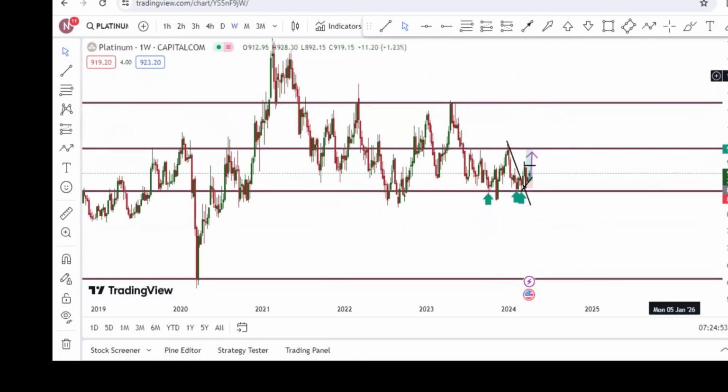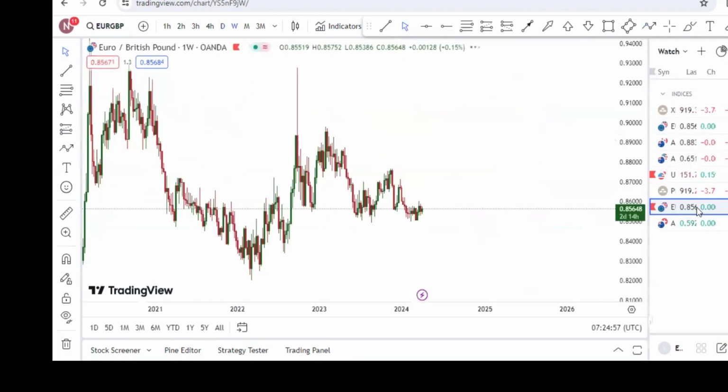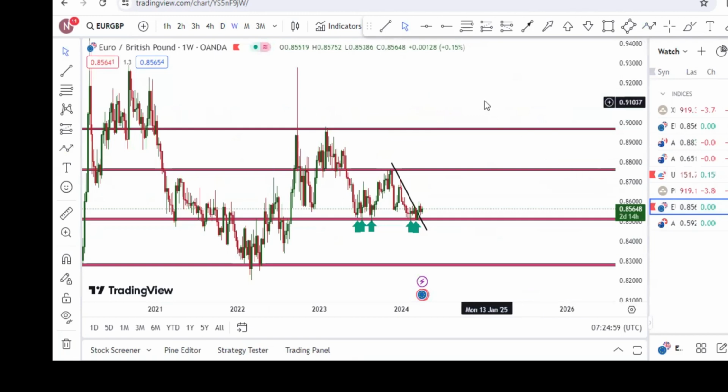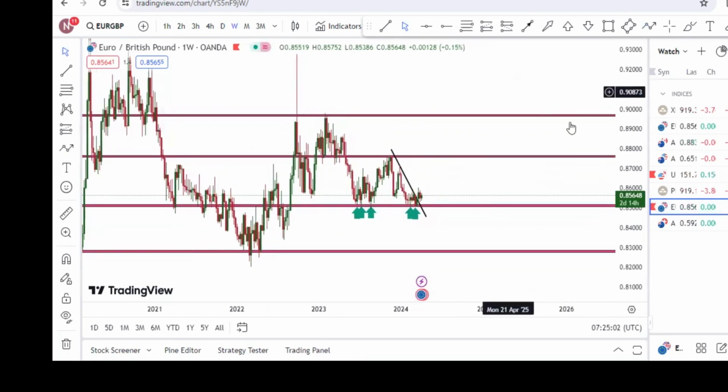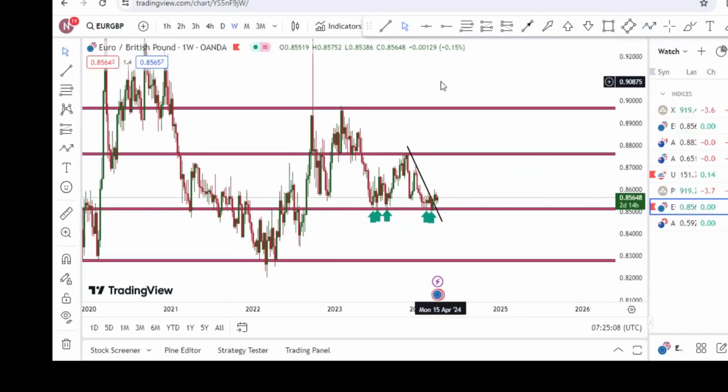So the next pair that I'm going to analyze is Euro GBP. You remember the last time, guys, when I was in this pair, two things happened. I got 50% of my profit, and the other 50% was taken out at break even. So that's what happened on that first trade that I took.